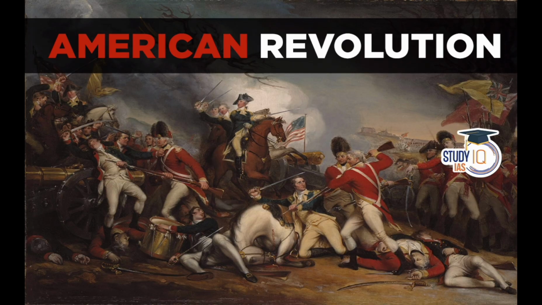Second was Thomas Jefferson. He was one of the most important political thinkers of the Revolutionary period. He was the main author of the Declaration of Independence, which became a cornerstone of American democracy. Jefferson's writing emphasized natural rights and the idea that governments derived their power from the consent of the governed.